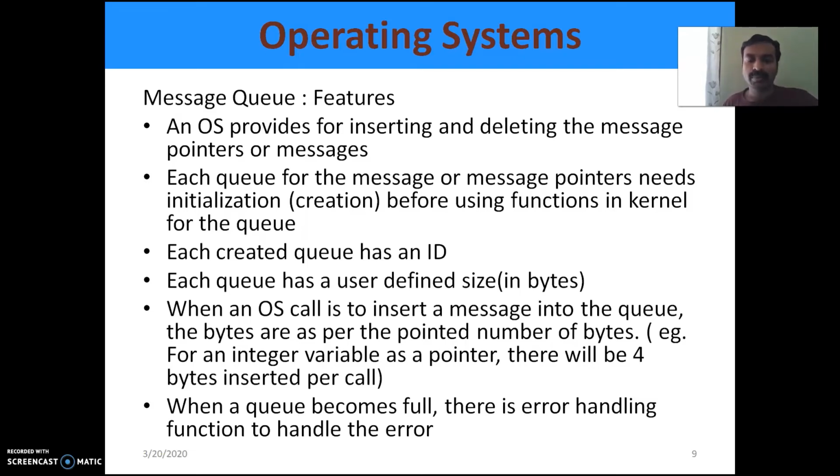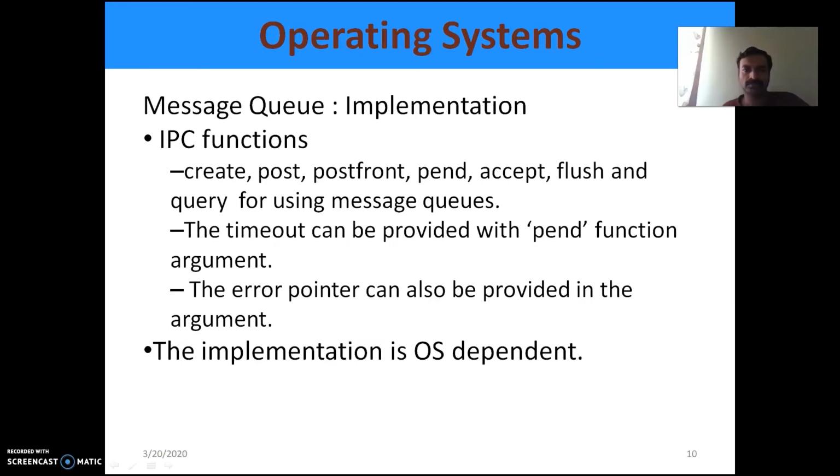So when an operating system calls to insert a message to the queue, it will look into the number of bytes pointed. For example, if it's an integer variable as a pointer, then it will allocate 4 bytes for a single message or for a call. Now, if the queue becomes full, it will raise an error message.